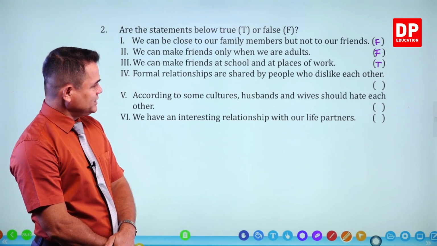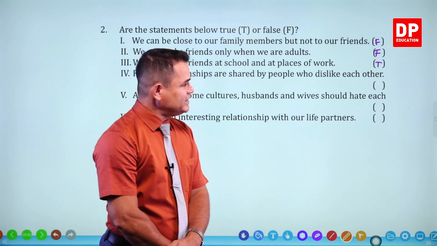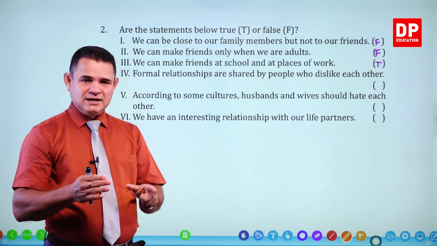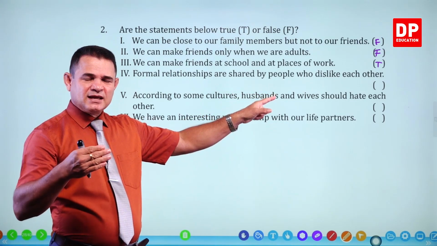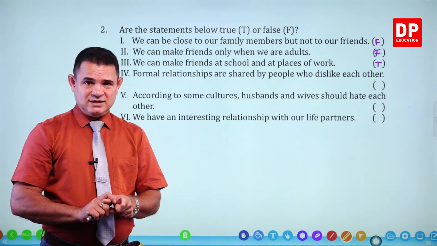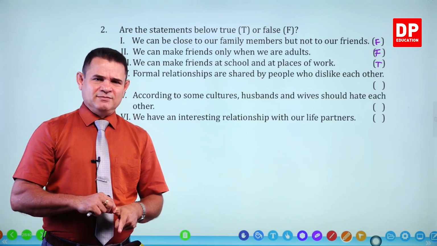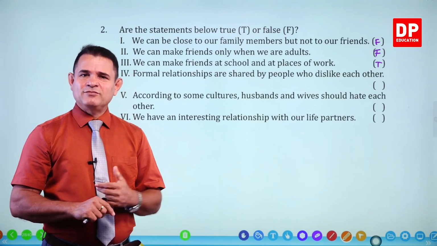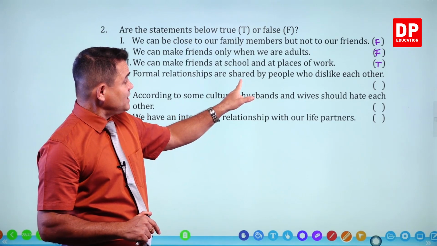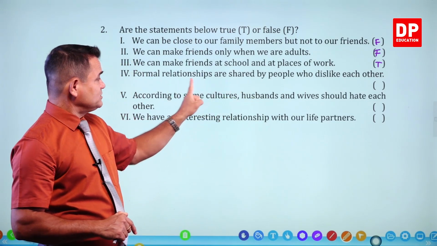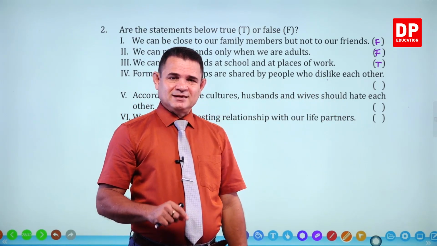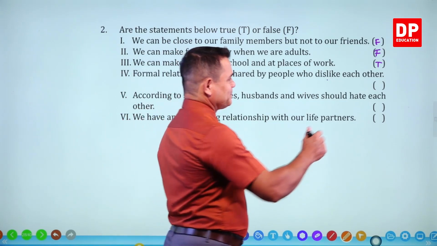Formal relationships are shared by people who dislike each other. එකිනෙකාට කැමති නැත්තම් ඒගොල්ලෝ එක්ක තමයි අපි formal relationships. Formal relationships ඇති වෙන්නේ කොහෙද? In the field of work. වැඩ කරන තැන එහෙම නේද? කැමති හෝ අකමැති we have relationships. Formal relationships are shared by people who dislike, not dislike. Wrong. It is wrong. So then it is false.